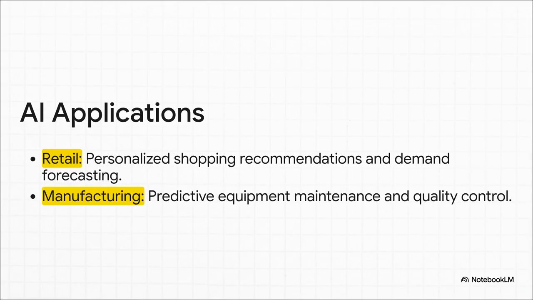And it doesn't stop there. In retail, AI is the reason you get those spookily accurate shopping recommendations online. It's also helping stores predict exactly how much stuff to order so they don't run out. Then you go into a factory, and AI is there predicting when a specific machine is about to break down, which saves a ton of money and time. It is literally transforming how businesses get things done.